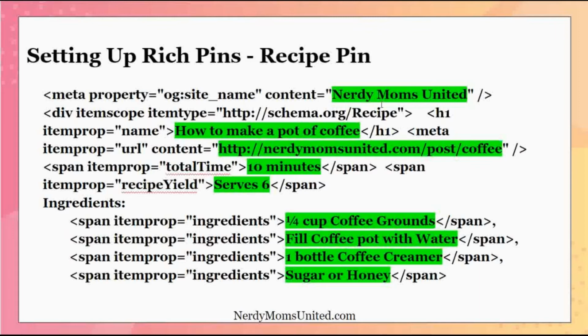Again, the name of my website, which is nerdymomsunited.com. So I just put Nerdy Moms United because they don't want the web address, they just want the name of the website. How to make a pot of coffee. The link to the recipe post. How long it takes to make. How many people it serves. The first ingredient, 1/4 cup of coffee grounds. And I just label off each ingredient item.